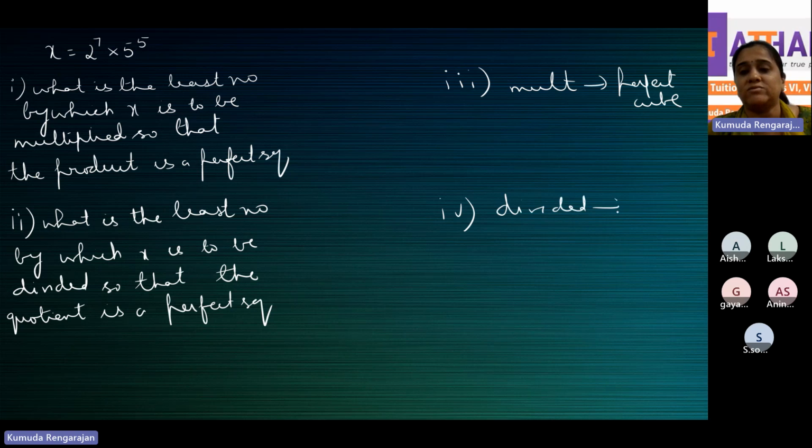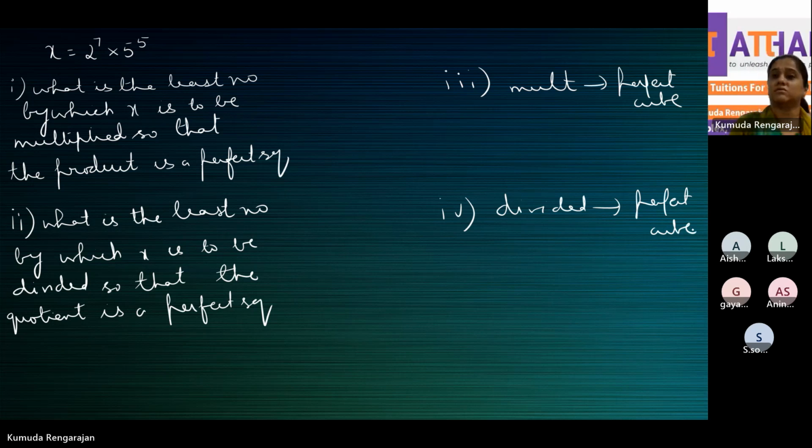Smallest number, everywhere smallest number. Multiplied so that the product is a perfect cube. We're just discussing. The least number which is to be multiplied so that the product is a perfect cube, and the least number by which it should be divided so that the quotient is a perfect cube. All right, now the prime factorization of the number is given here. X is equal to 2 to the power 7 into 5 to the power 5.